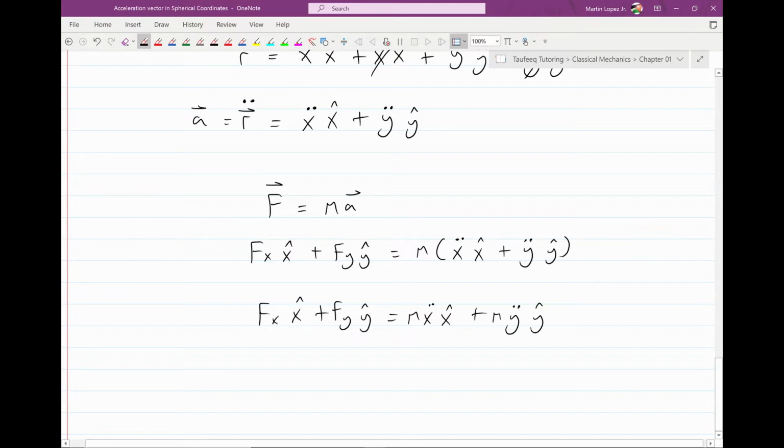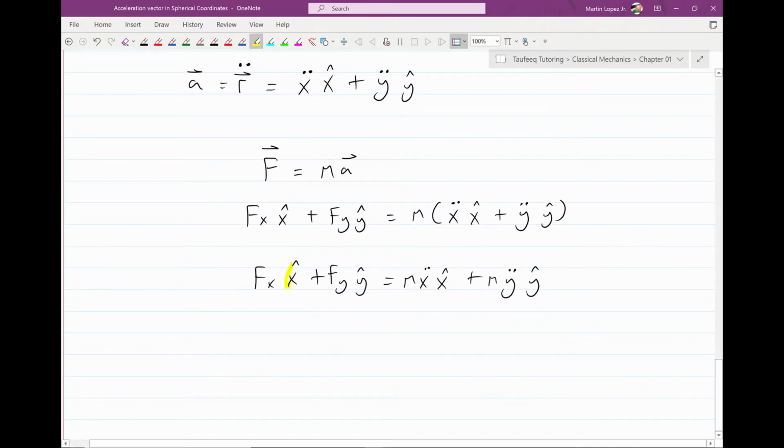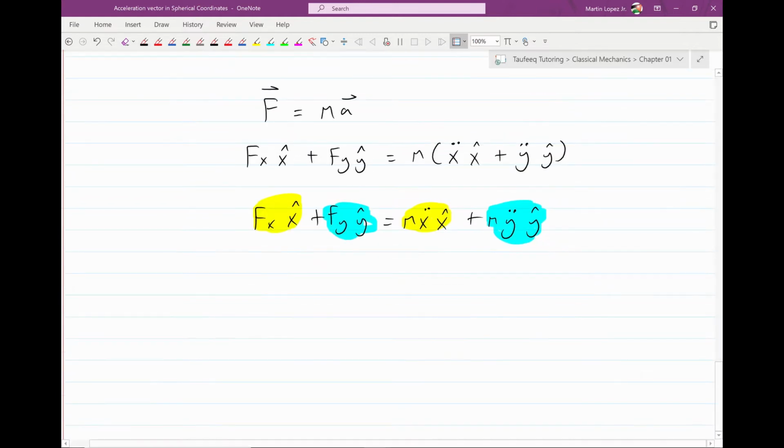Okay, so now how will this equation be true? The only way that this equation will be true is if the x hat terms are equal and the y hat terms are equal. And we can turn this from a vector equation, which it currently is, to two scalar equations. So it's going to be F of x is equal to m x double dot, and F of y is going to be m y double dot. And these are your force equations for the Cartesian coordinate system.